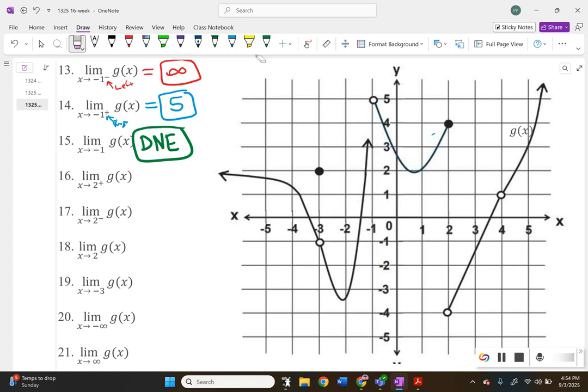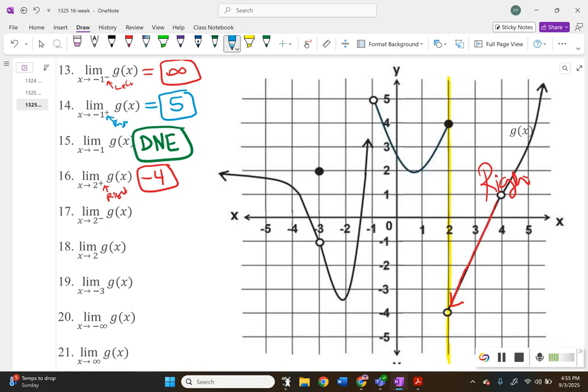So number 16 says to find the limit as x approaches 2 from the right side. So I'm going to find 2 on my graph and look at a vertical line there. I'm coming toward it from the right side. So here is the right side. I'm going to follow my graph coming from the right side. As I get closer and closer to x equals 2, my y values get closer and closer to negative 4.